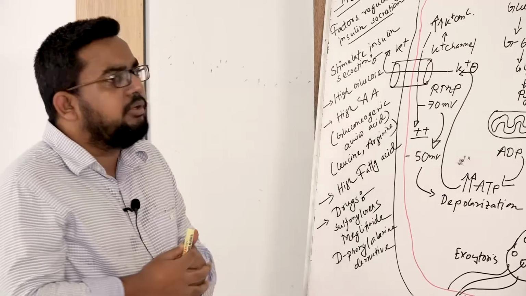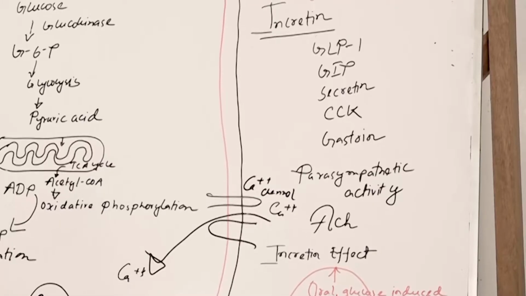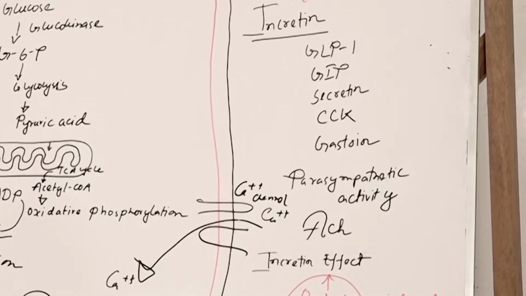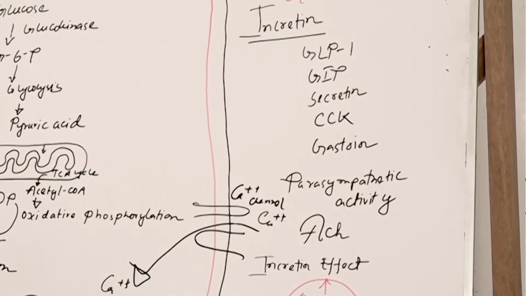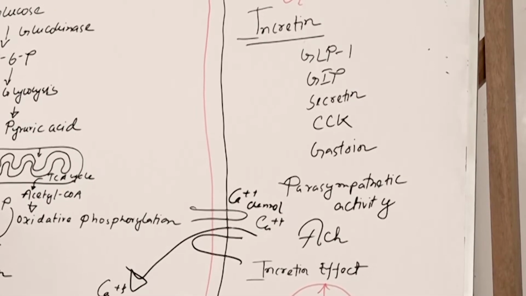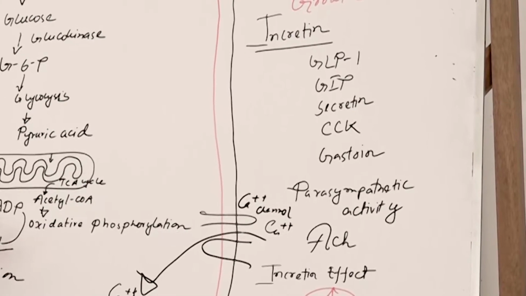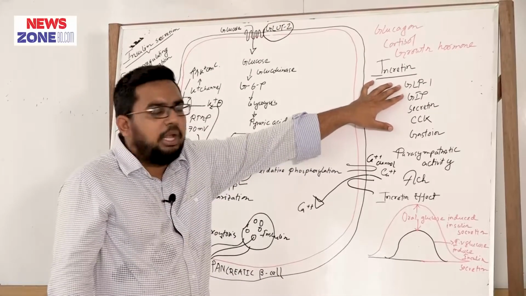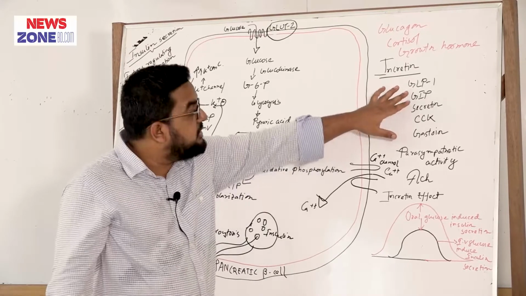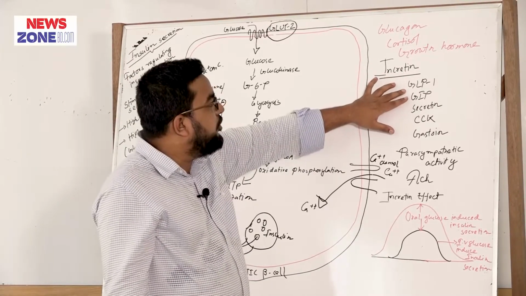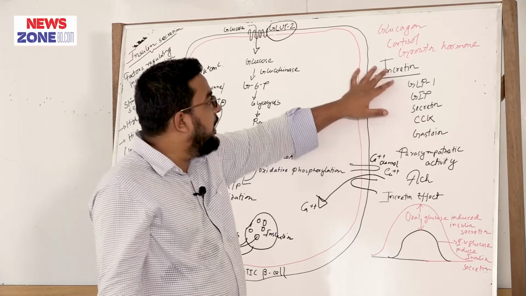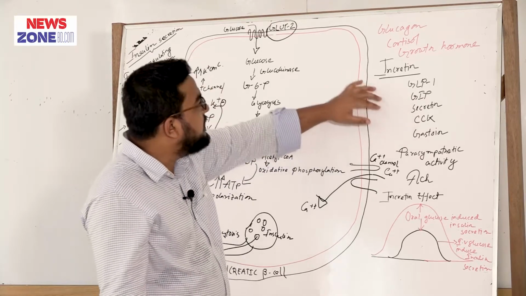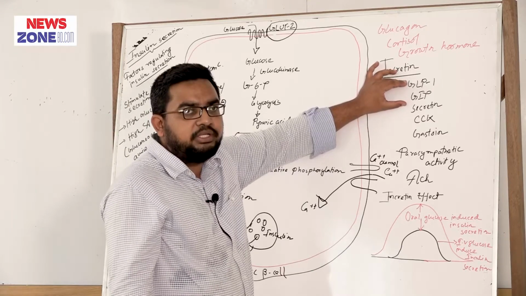There is another group of drugs that we also call insulin secretagogues, the incretin mimetics, or incretins. Incretin is a gut hormone that helps to stimulate glucose induced insulin release. The incretins are mainly composed of glucagon like peptide 1. This glucagon like peptide 1 is not glucagon, it is glucagon like peptide 1. Another important hormone of the incretins is the glucose dependent insulinotropic peptide. These are the two important hormones of incretin.